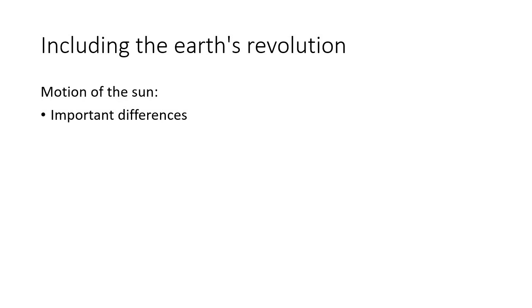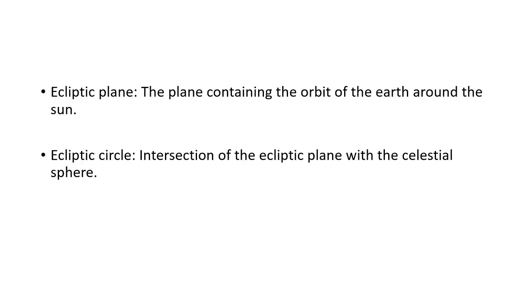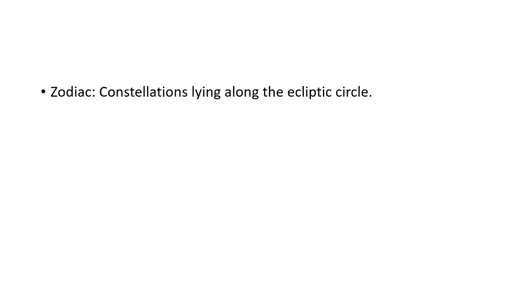And to understand this motion, we have to introduce the concept of the ecliptic circle and the ecliptic plane. So the ecliptic plane is the plane in which the orbit of the Earth around the sun is contained. So it's the plane in which the Earth is revolving around the sun. This is the ecliptic plane, and the intersection of the ecliptic plane with the celestial sphere is called the ecliptic circle. There's also one more idea which will be useful, the idea of the zodiac.